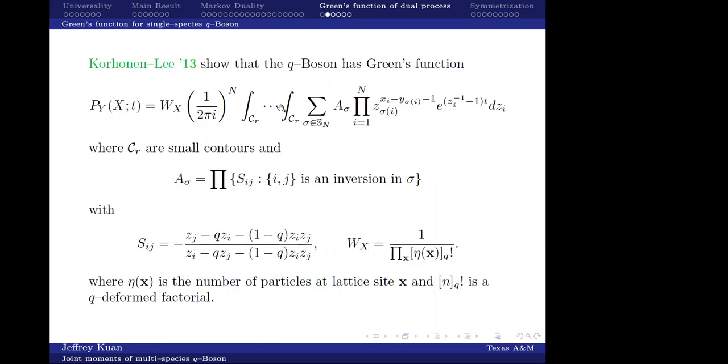And then for q-Boson, you have a similar formula. Sum over permutations of a product over inversions. And the scattering matrix is of this form. And then you have some prefactor that depends on factorials of occupation variables.